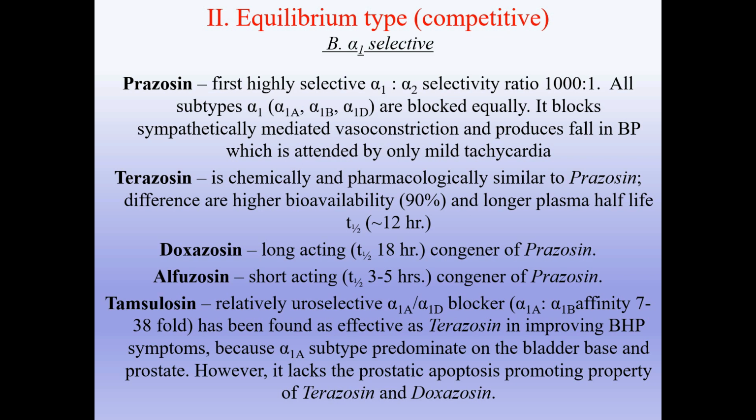Terazosin is chemically and pharmacologically similar to prazosin. Differences are higher bioavailability, around 90%, and longer plasma half-life, around 12 hours. Doxazosin, long-acting, half-life approximately 18 hours, congener of prazosin. Alfuzosin, short-acting, half-life approximately 3-5 hours, congener of prazosin. Tamsulosin, a relatively uroselective alpha-1A, alpha-1D blocker, has been found as effective as terazosin in improving BPH symptoms. However, it lacks the prostatic apoptosis-promoting property of terazosin and doxazosin.